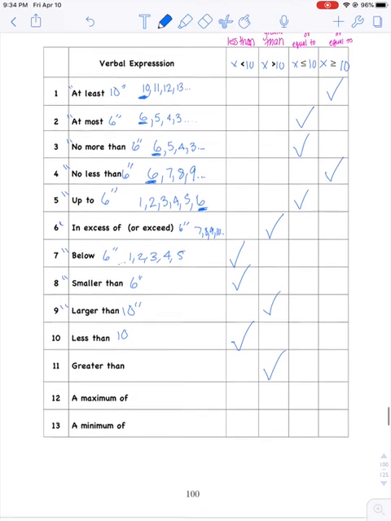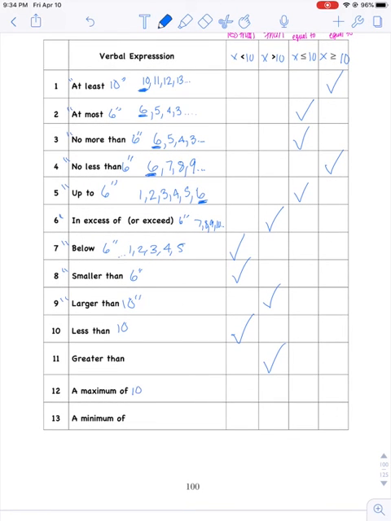Now, maximum and minimum are tricky again. So maximum of 10, let's see, is 1 a maximum of 10? Yep, 1 will work. So I think the numbers that are smaller than 10 are going to work. 2 is a maximum of 10. Yep, all the way up.